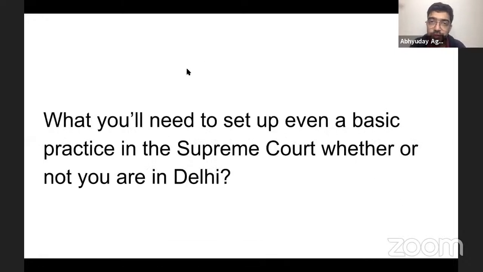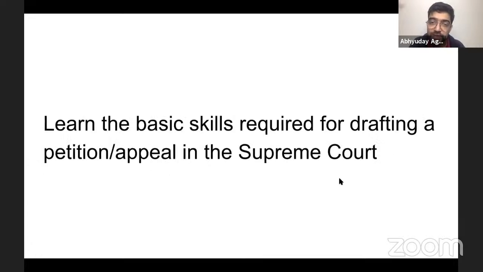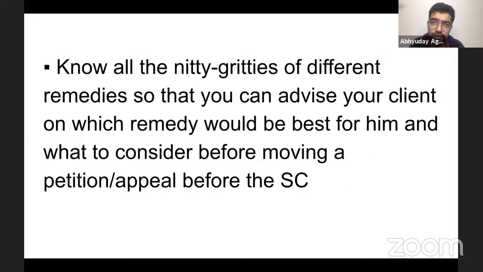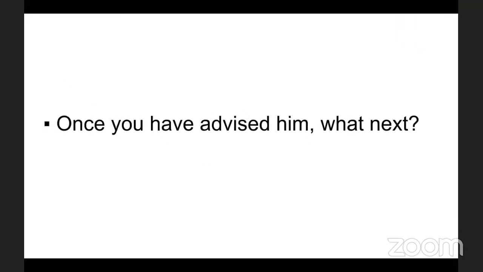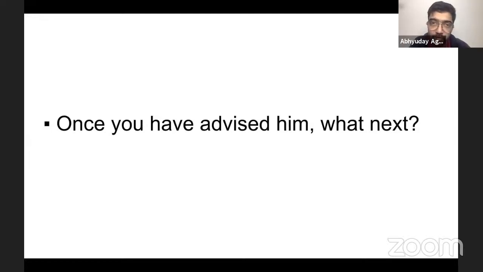If you're not in Delhi, for example, what do you need to do to set up a basic practice in the Supreme Court? Learn the basic skills required for drafting a petition or appeal in the Supreme Court, whether you're in Delhi or outside Delhi. Know the different remedies to advise your client, because before drafting work, you'll have to do some advisory work. What is the strategy to take? Because you can say, I charge this much for a draft, but the client says, I have not decided to file at the Supreme Court. So that's where your advice is important.